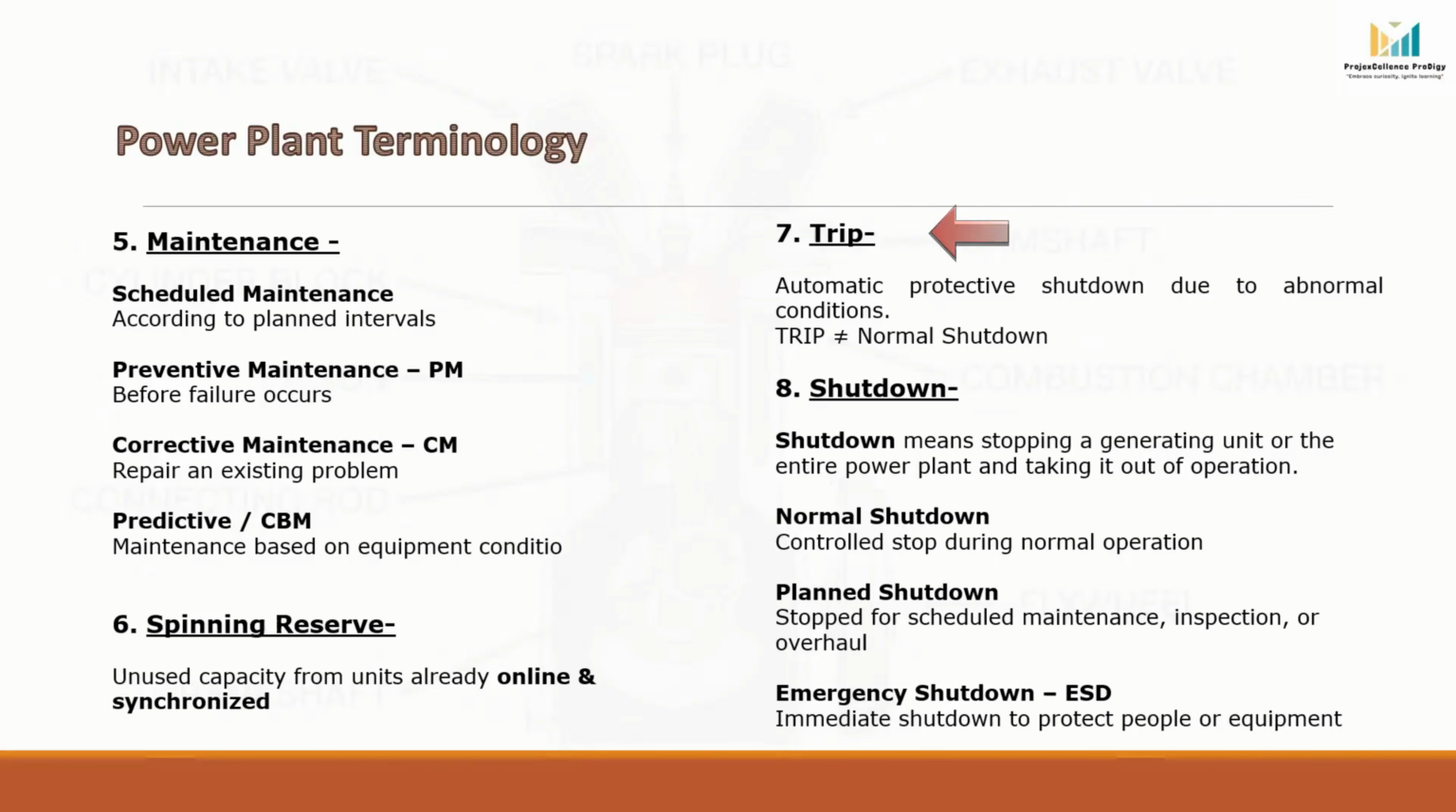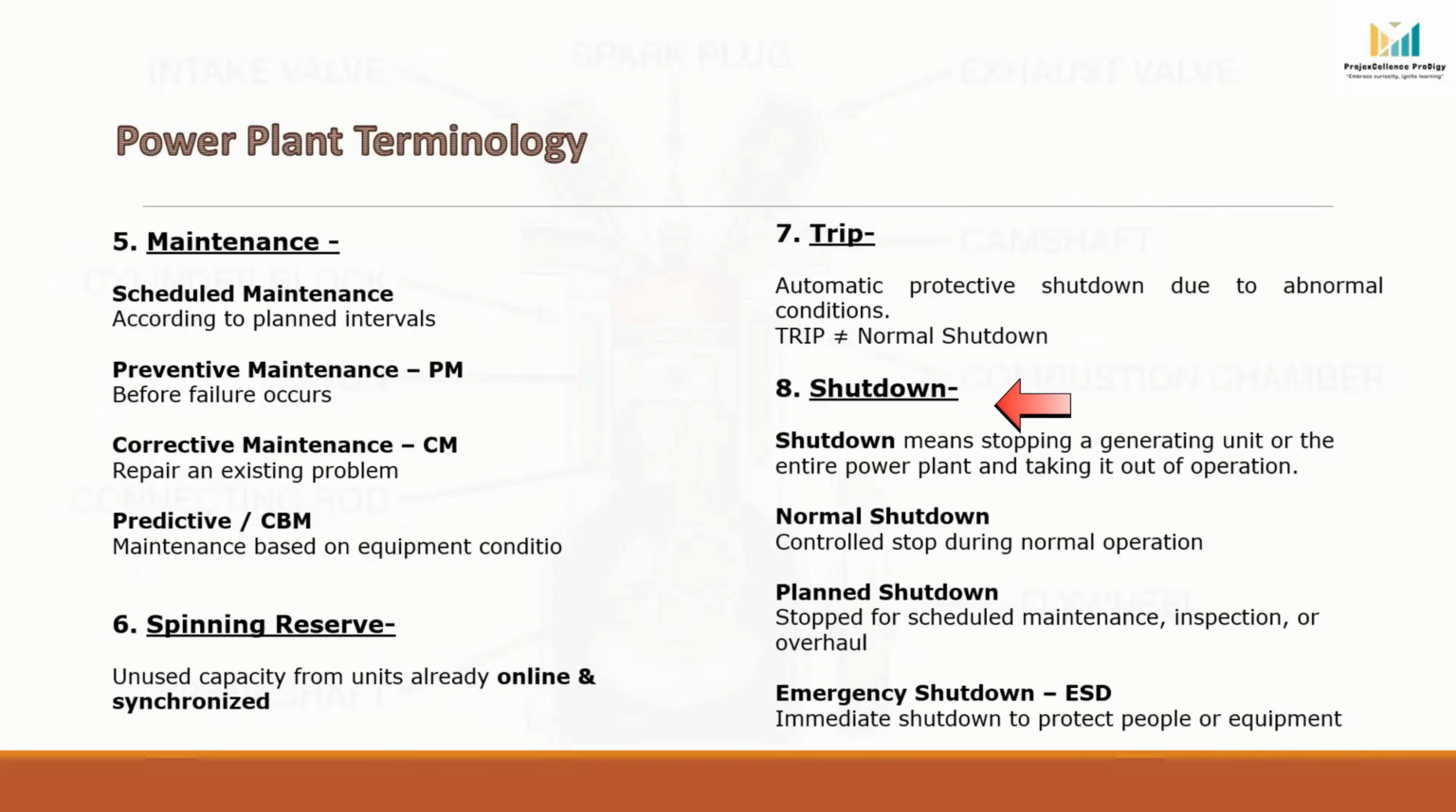Next term is trip. A trip is an automatic shutdown which is caused by an abnormal or unsafe condition. For example, low lube oil pressure, engine overspeed, high bearing temperature, or an electrical fault. Trip is different from a normal planned shutdown. The main purpose of a trip is protection. For example, if the engine continued running with dangerously low lube oil pressure, it could cause serious damage to bearings, crankshaft, connecting rods, or other engine components.